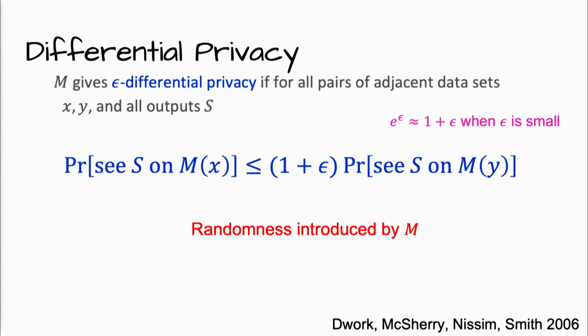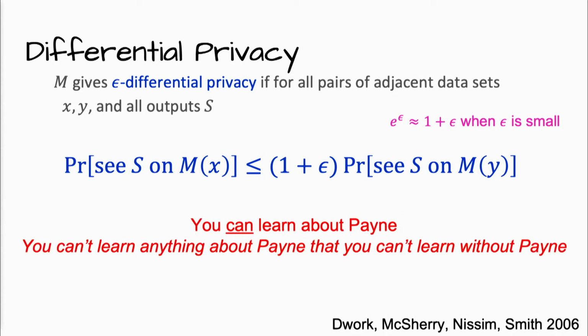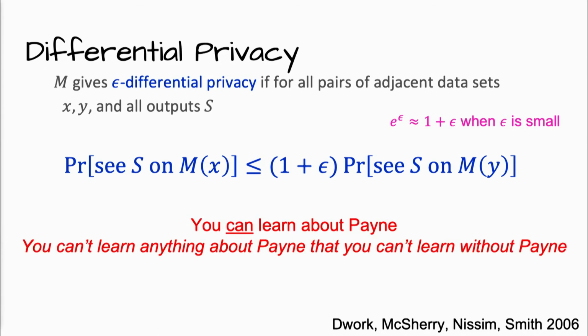So e to the epsilon is about 1 plus epsilon when epsilon is small, so you could think of it this way if you prefer. And you can see that when epsilon is very close to 0, these probabilities are almost the same. And in fact, if epsilon were 0, we would have no privacy loss, and the probabilities would be identical, which makes sense. And this is a statement that's about the behavior of the algorithm. This guarantee on these probability ratios is a property of the algorithm. It doesn't care what your adversary or analyst knows, not now, and not even in the future. So it's an incredibly strong guarantee.